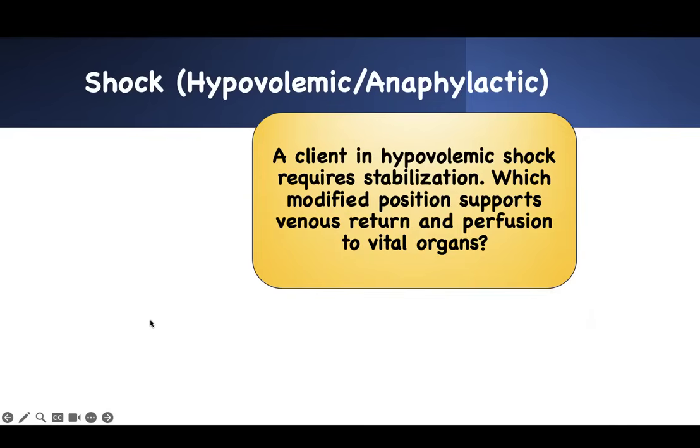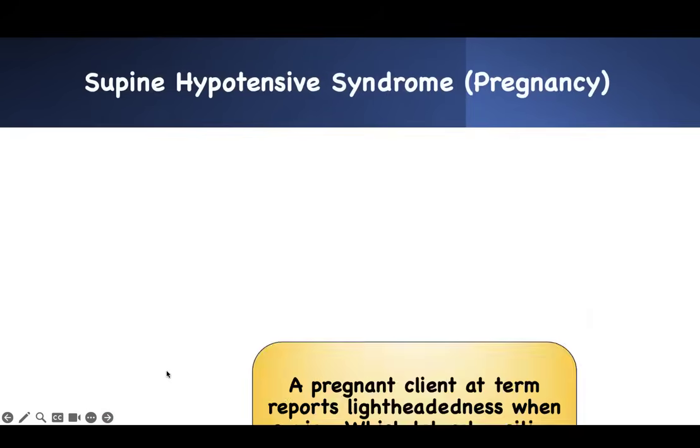So what is that? This is their trunk. The trunk is flat, and this is their leg. That's modified Trendelenburg: leg elevated, trunk flat. That's their torso. So when you see that, this is what it is, so that blood can go to the brain.